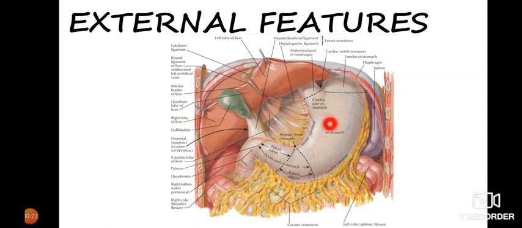External features include two orifices, cardiac and pyloric, two curvatures, lesser and greater curvature, and two surfaces, anterior and posterior. The lesser curvature is concave and forms the right border of the stomach, giving attachment to the lesser omentum. The greater curvature is convex and forms the left border of the stomach, giving attachment to the greater omentum.